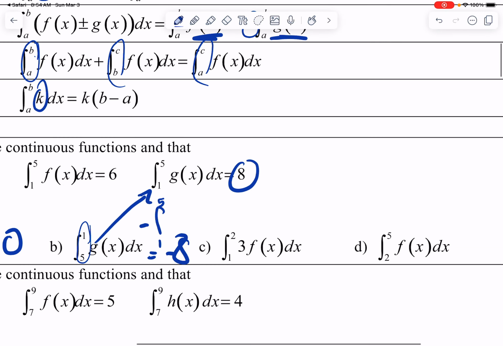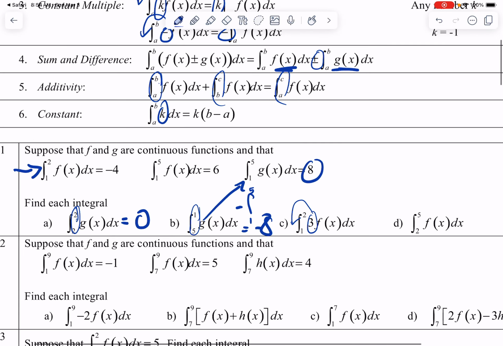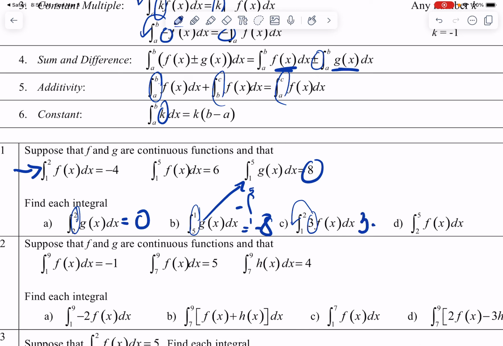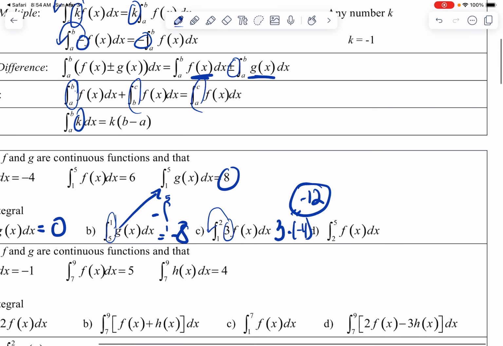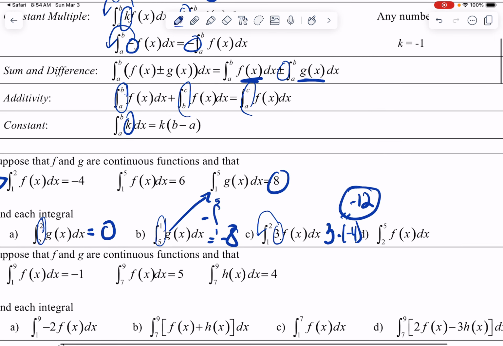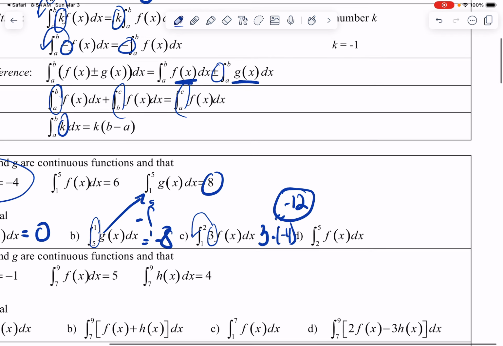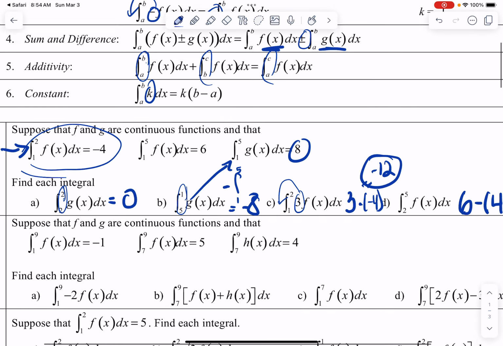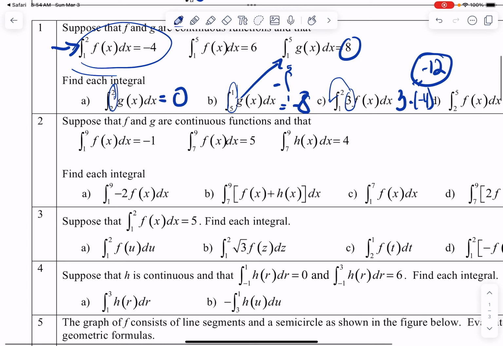Okay. For this one, the 3 can be taken out front, so it would be 3 times the integral from 2 to 1 of f of x, which is -4, so that would be -12. And then finally, f of x from 2 to 5: from 1 to 2 it's -4, and from 1 to 5 it's 6. You're just basically subtracting the 2, and you get 2. I would do a little more examples with numbers 2 and also 3.